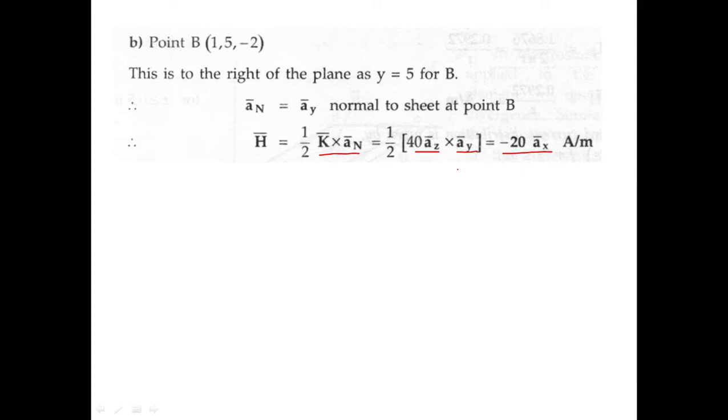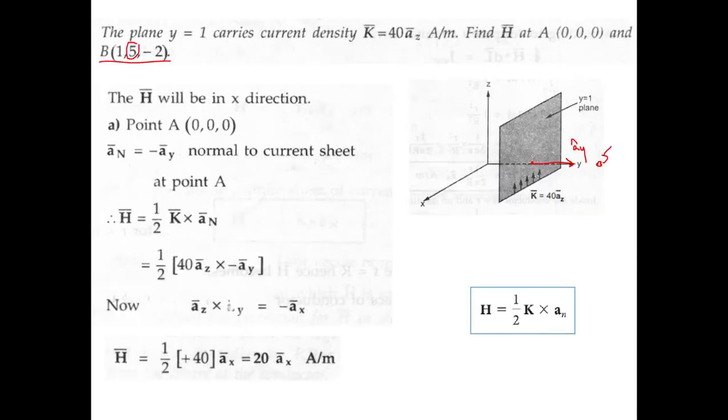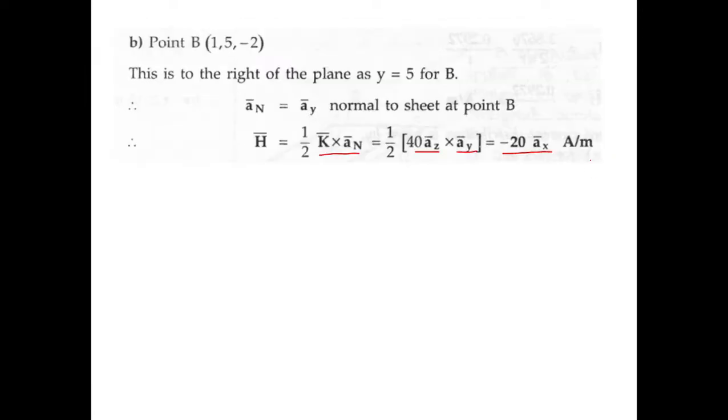Why is this positive ay? Because the surface is at plus 1, and we are finding the magnetic field intensity at 5. So the direction is towards this side, that is positive side. So it will be ay, and we know that az cross ay will be minus ax. So that is why the answer will be negative. Answer will be negative ampere per meter, right?